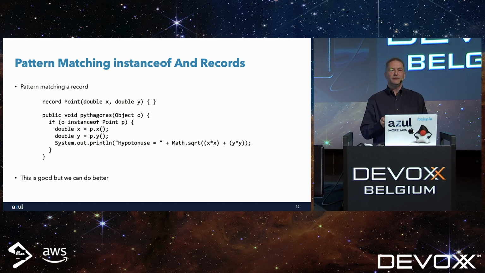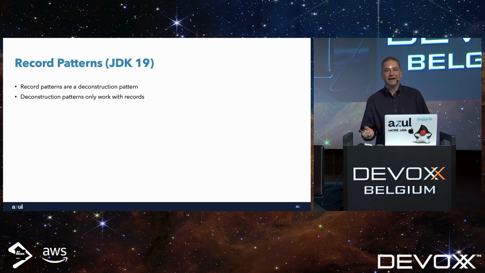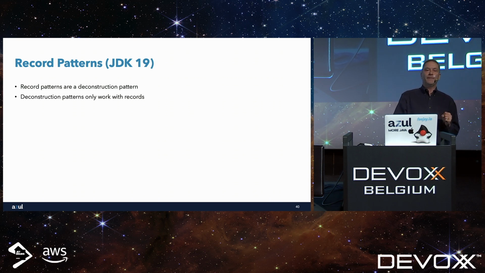So this is where we see the idea of a deconstruction pattern. Introduced in JDK 19, the idea of record patterns. So it's a deconstruction pattern, and interestingly, deconstruction patterns will only work with records. You can't use them with a non-record class. I did try it, and the compiler will reject it.